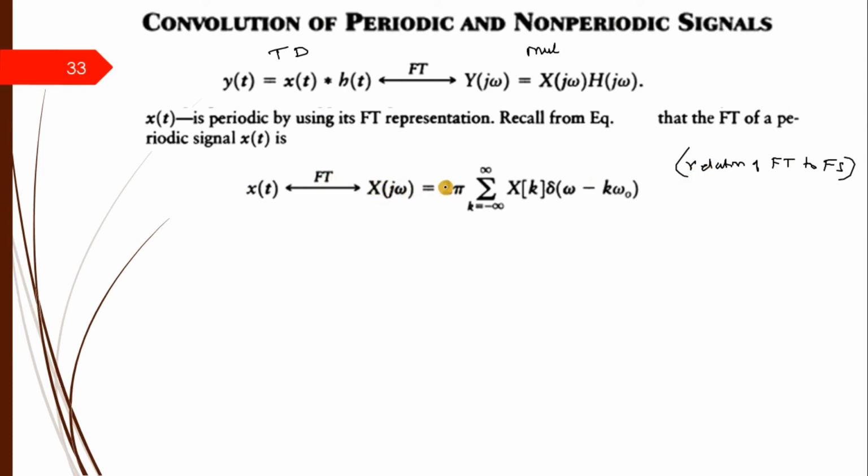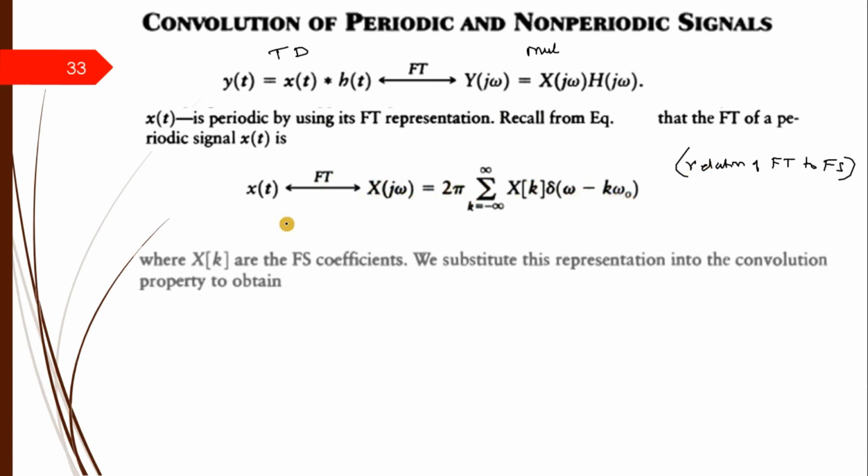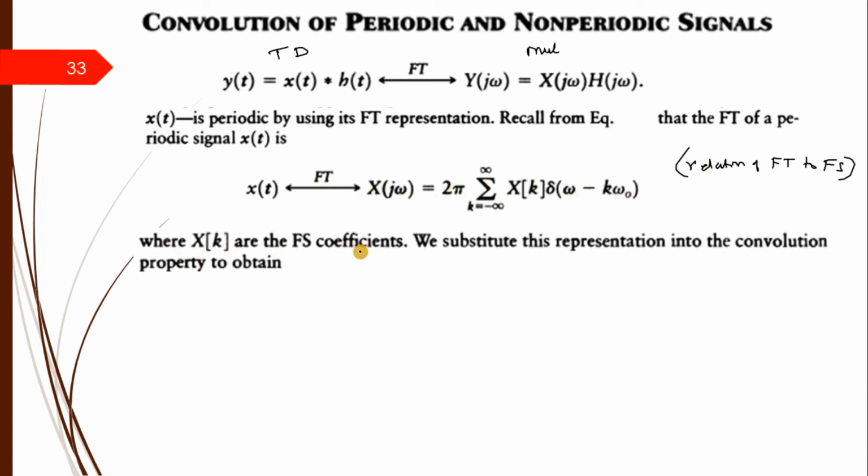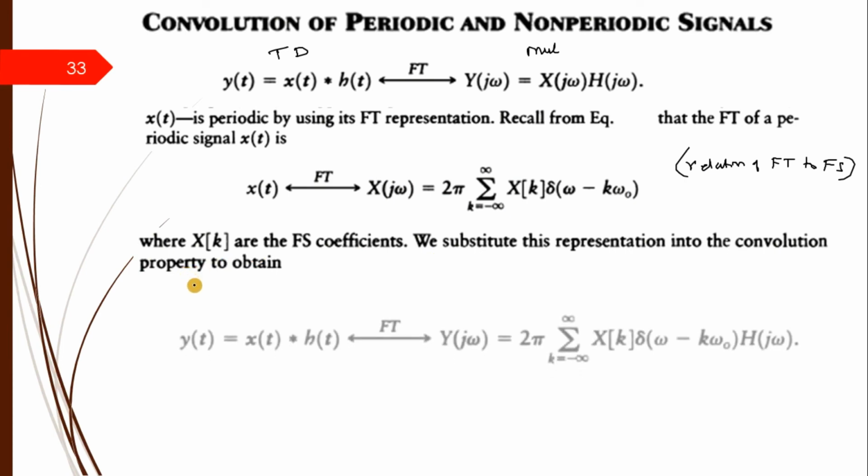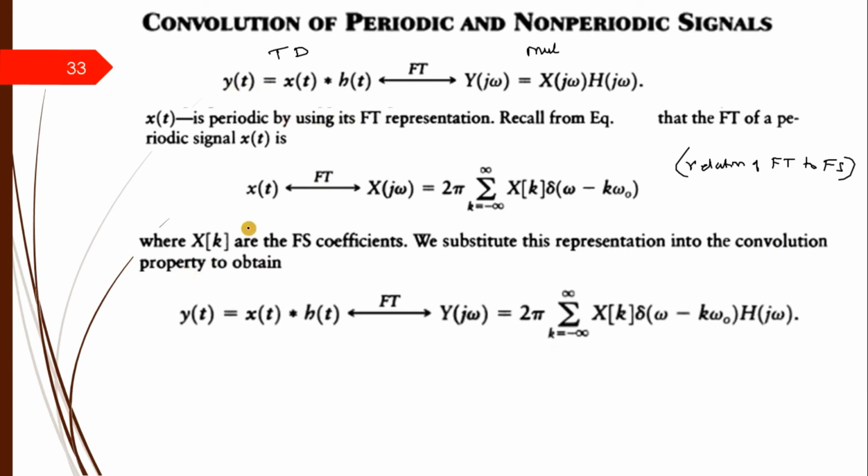Capital X of j omega is equal to 2 pi summation x of k delta of omega minus k omega naught, where x of k are the FS coefficients. This is the FS coefficient, this is the FT. We substitute this representation into the convolution property to obtain, where y of t is the convolution of x of t and h of t. So capital Y of j omega is equal to the multiplication of these two things: X of j omega, which is 2 pi summation x of k delta of omega minus k omega naught, multiplied with the impulse response H of j omega.